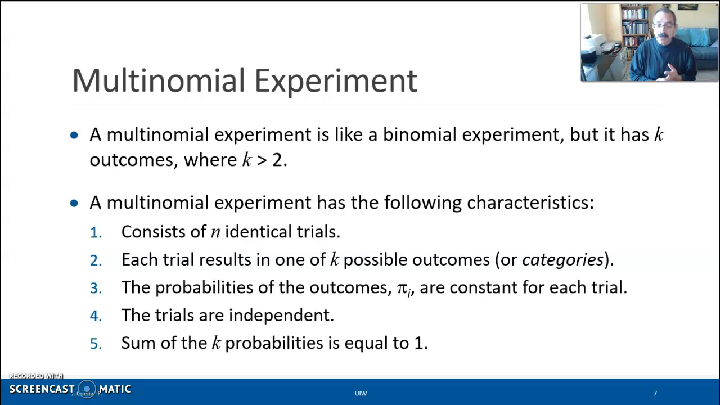Each trial results in one of k possible outcomes, sometimes called categories in these problems. And the probabilities of the outcomes, the pi sub i, are constant for each trial, where the subindex i goes from 1 all the way to k, because there are k probabilities of success, because there are k possible outcomes. And all these trials are independent, and the sum of the k probabilities is equal to 1.